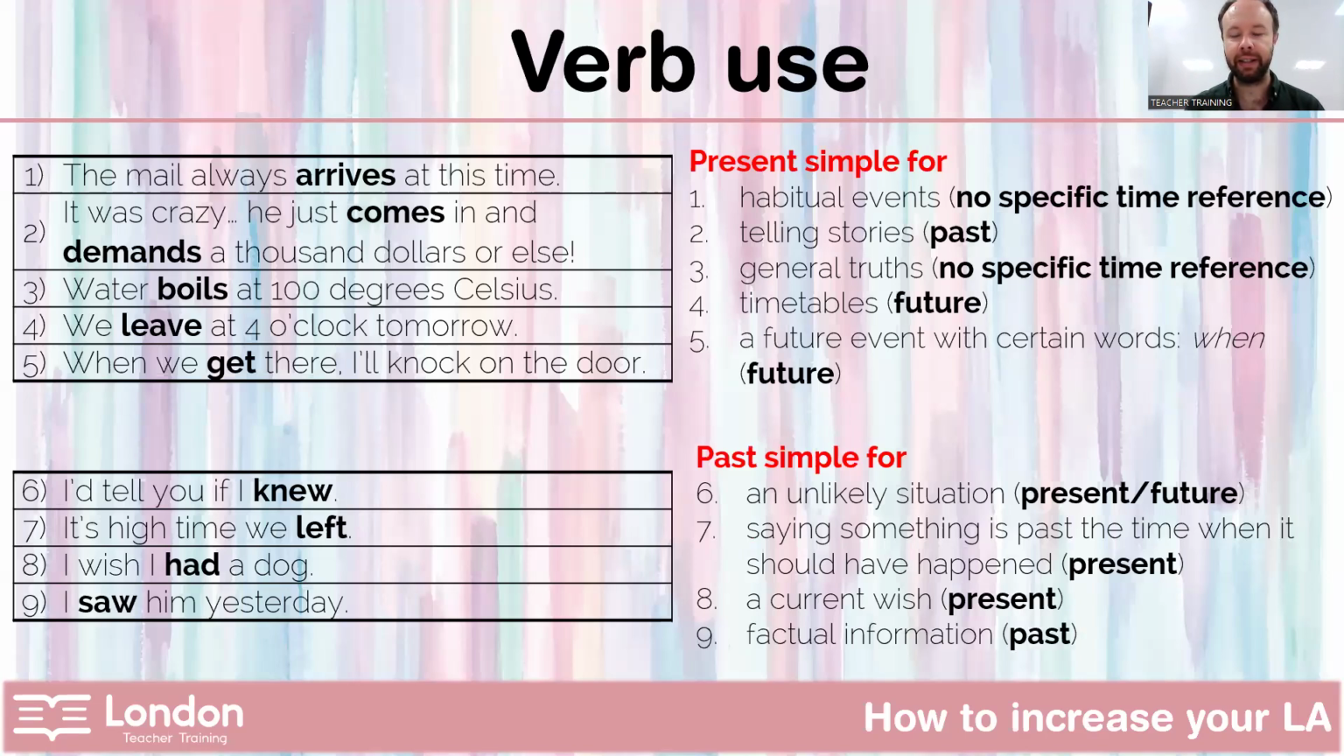And I saw him yesterday. This is the typical finished action, factual information, a finished action in the past. So similar to the present, the past has a variety of time references here. So there's sort of, I guess, a conclusion that you can come to when looking at this.